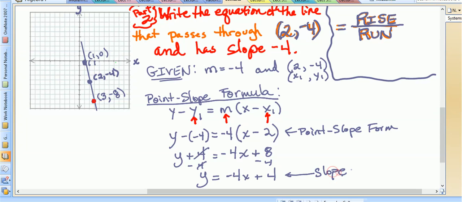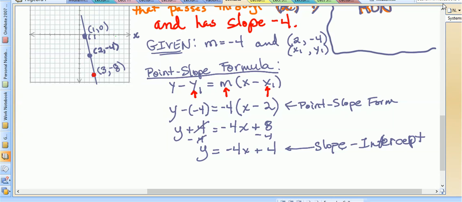Okay, this is a good checkpoint because you're given the slope, right? And so you should have a -4 in front of the x, right? Let's remember that what we have here was slope intercept. You're given the slope, and you can easily see the y-intercept. So in other words, this line should intercept the y-axis at the point 0, 4.